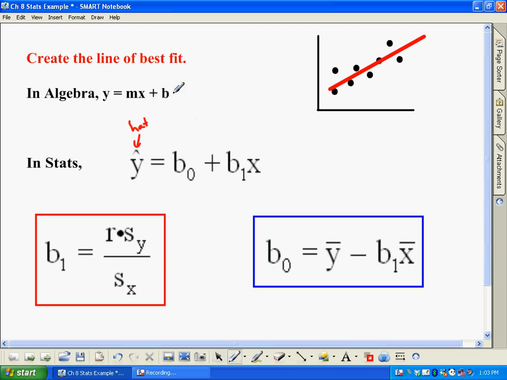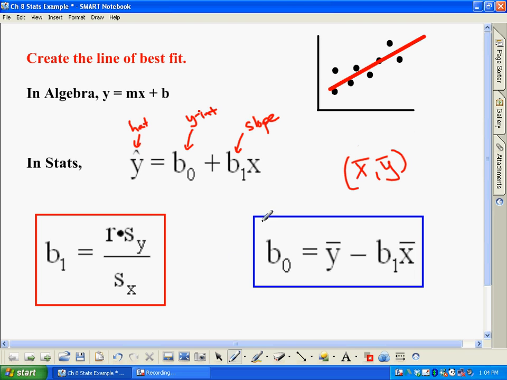Also, rather than saying b is the y-intercept, in stats we say b sub 0 is our y-intercept and b sub 1 is our slope. So rather than slope being m like it is in algebra, it's b sub 1. And there are some equations for that. One of them is the slope equals r times the standard deviation of your y's divided by the standard deviation of your x's. And the y-intercept is the mean of the y's minus your slope times the mean of your x's. The reason why is that x bar comma y bar, if that were an actual point, ends up being on your line of best fit.